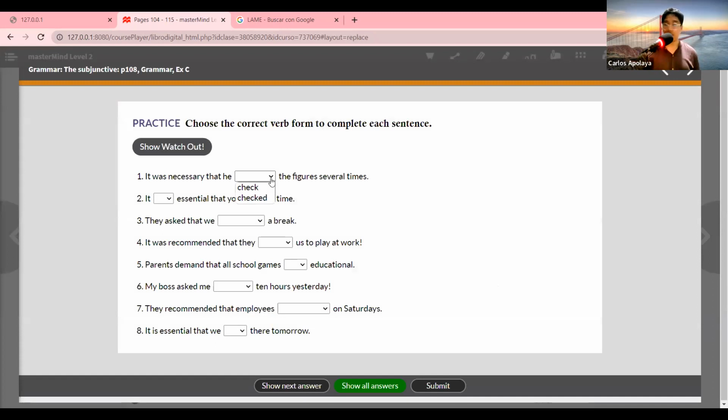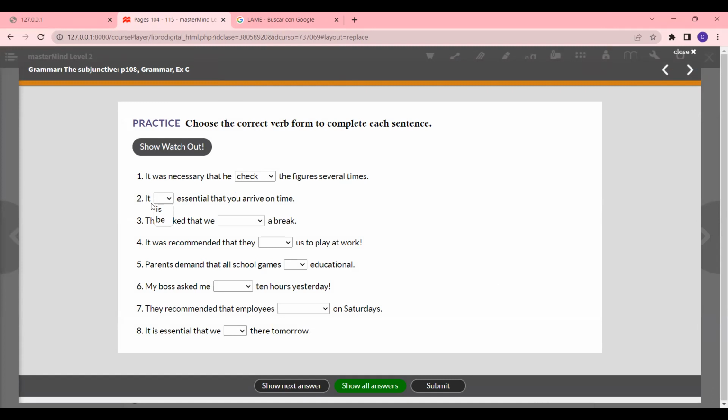Can you see the combo box with the options? Can you see it? Yes. Okay, please. Number 1, Jimmy, read and tell me the answer. It was necessary that he checked the figures several times. Mary, you, number 2. So this is, it'd be essential that you arrive on time. It is essential. Great. Next student is Zara, please, number 3.